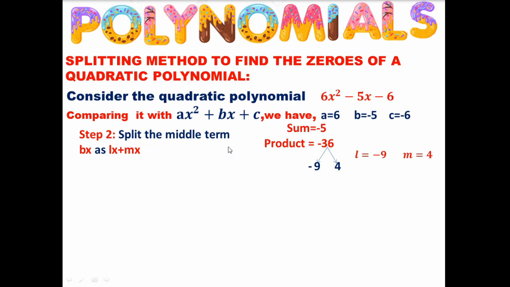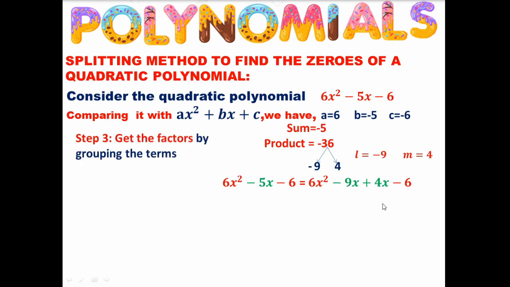Step 2 is to split the middle term bx as lx plus mx. So now this is my polynomial and minus 5x is the middle term. This is bx, isn't it? Bx is the middle term. I have split it as lx and mx. L is minus 9, m is 4. So it's minus 9x and 4x. So this is step 2. We understood step 1, we have got two numbers L and M. And in step 2, I have split the middle term into two terms, that is Lx plus Mx. Now we'll move on to step 3.